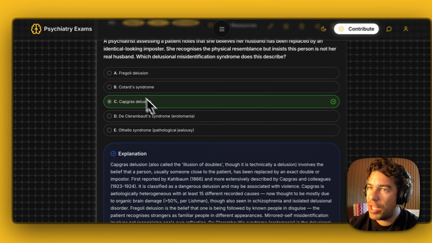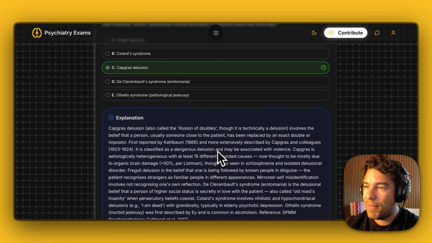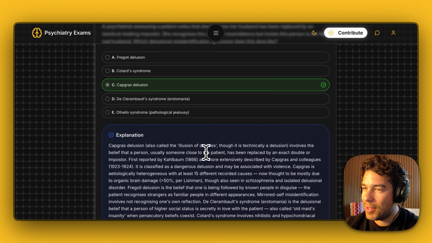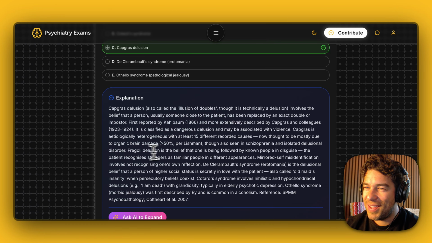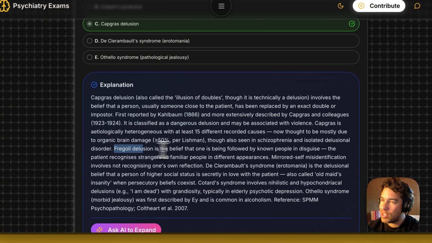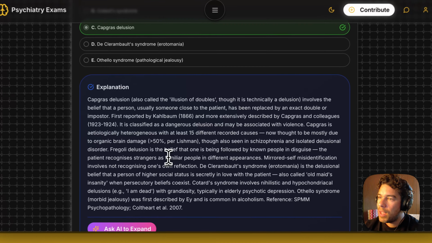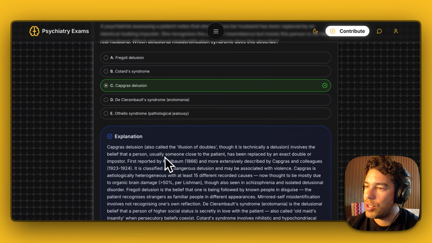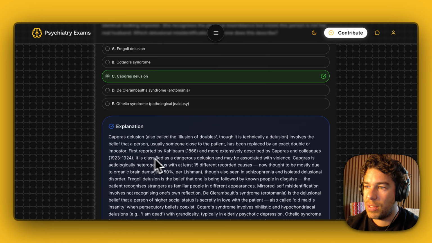Okay, so looking through the other options, as I say, a tour of media and literature. The Fregoli delusion appears in Charlie Kaufman's brilliant film Anomalisa, so honestly one of my favourites if you want some light homework or revision. The Fregoli delusion is the belief that one is being followed by known people in disguise. So the patient recognises strangers as familiar people in different appearances. So effectively, the direction of the misidentification is the opposite to the Capgras delusion.